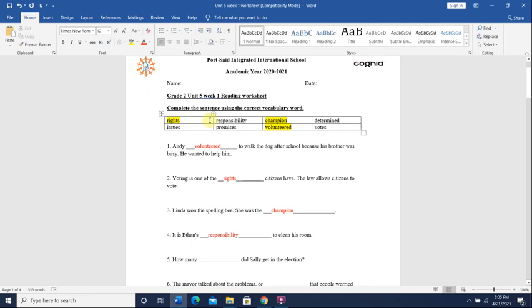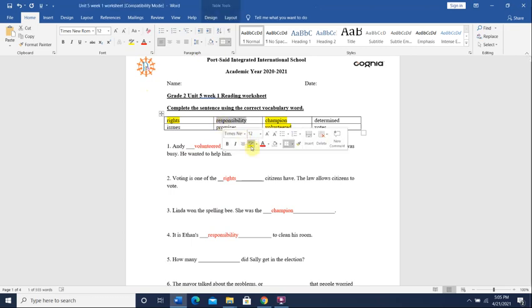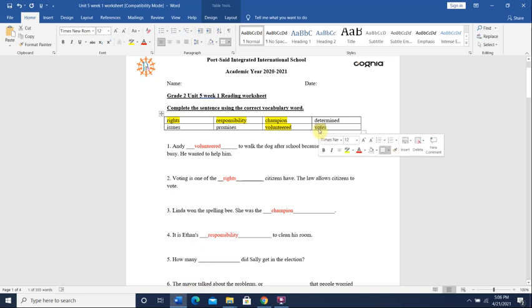Responsibility. Okay. Next, how many blank did Sally get in the election? Remember, as we mentioned in the Grace story, she was one of the candidates in the election. Election is when you hold votes between two people to choose the leader or the president of a school or the president of a country. So how many votes? Okay, and people go and they vote for who they want.